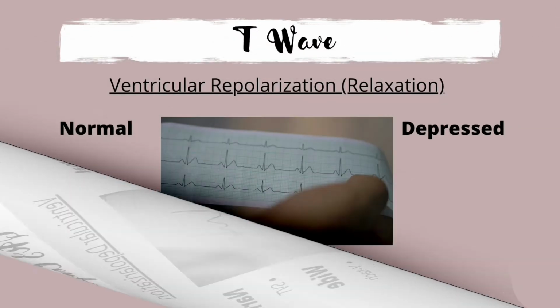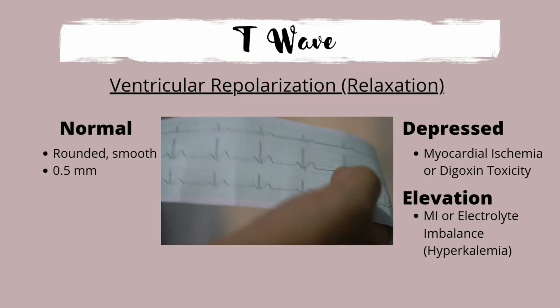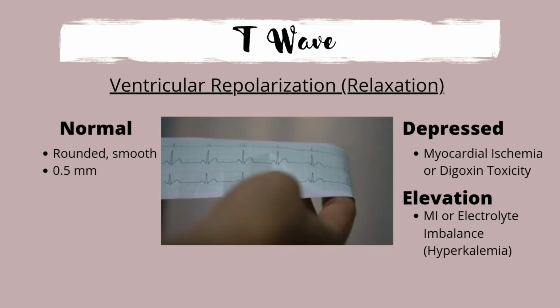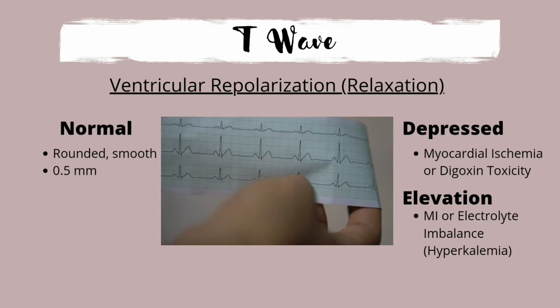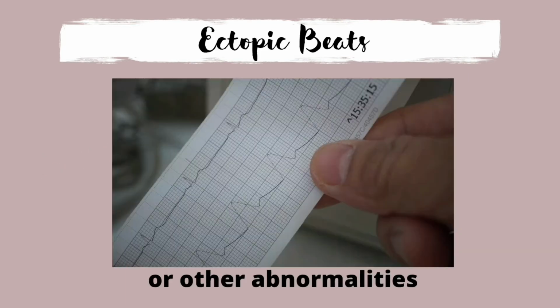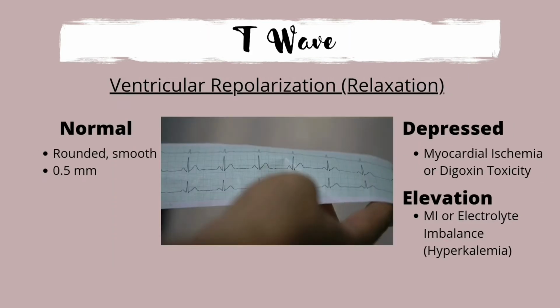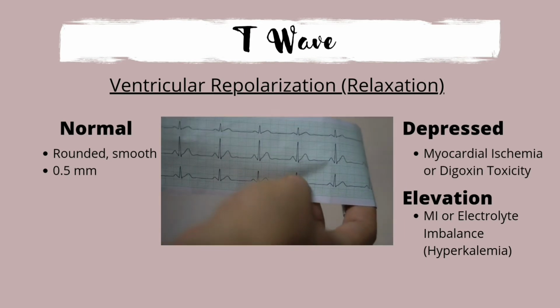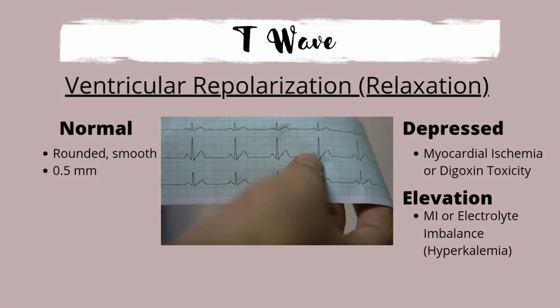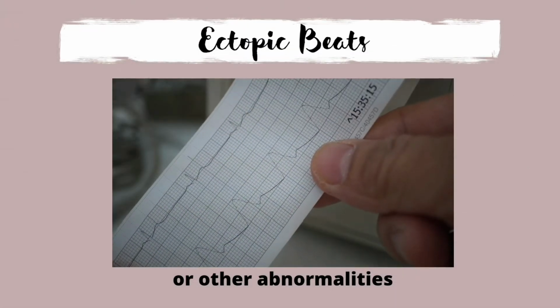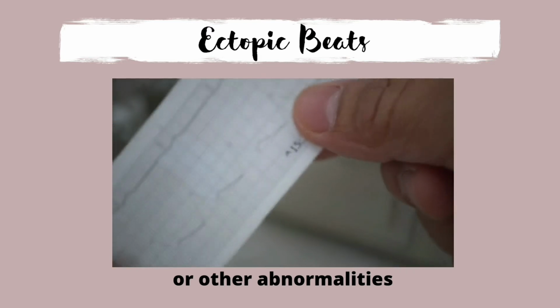Examine the T wave. The T wave represents ventricular repolarization or relaxation. Normally, it measures 0.5 millimeters, rounded, smooth. A depressed T wave may indicate myocardial ischemia or digoxin toxicity. Elevation could mean MI or electrolyte imbalance, hyperkalemia. Lastly, check for ectopic beats and other abnormalities.